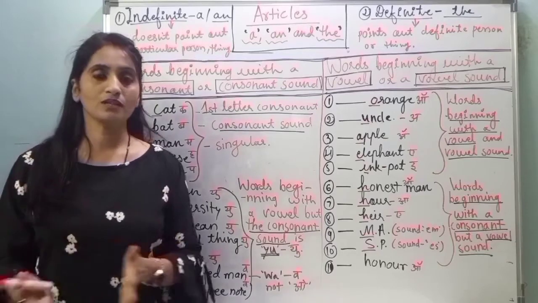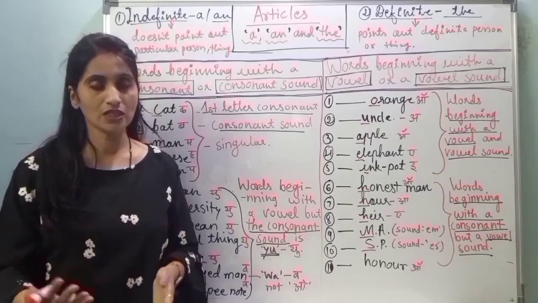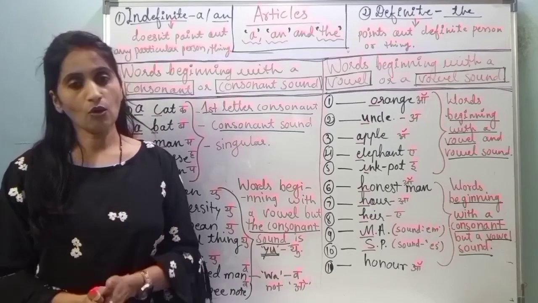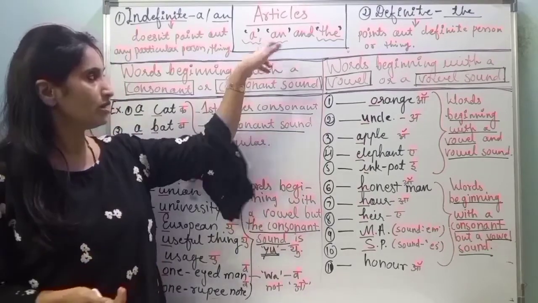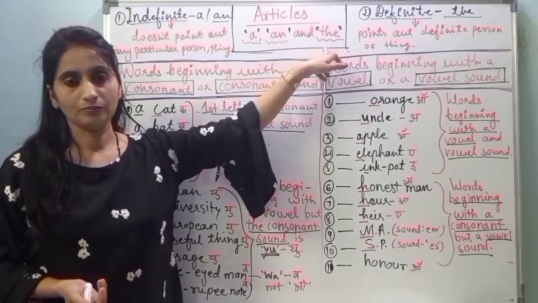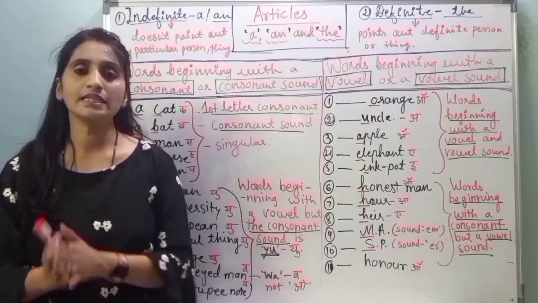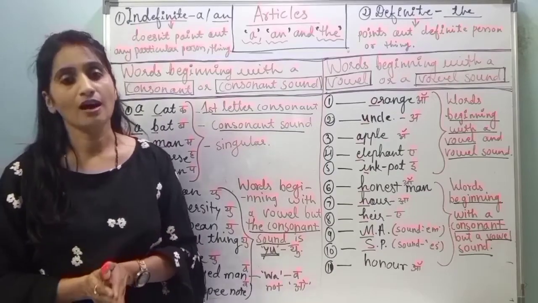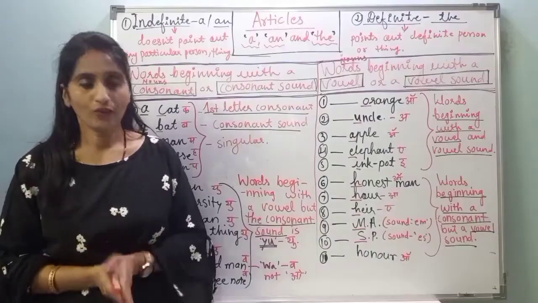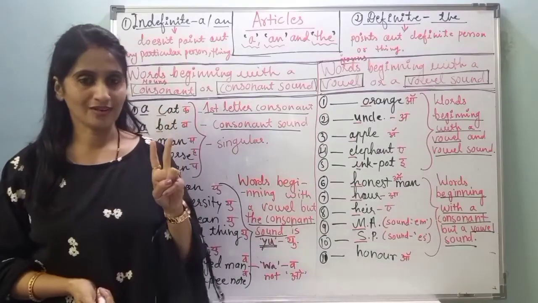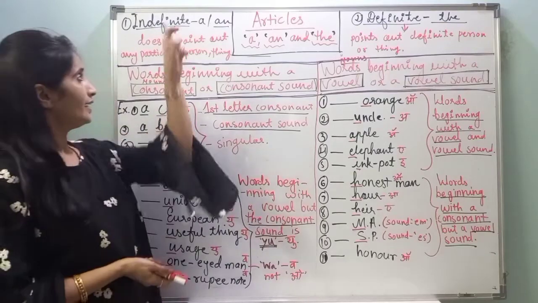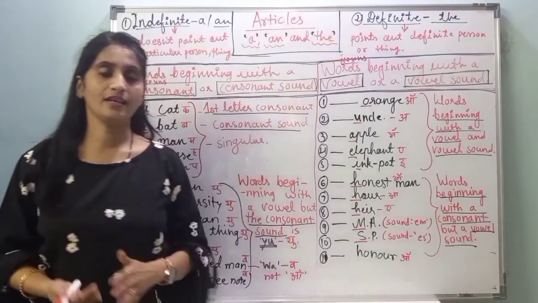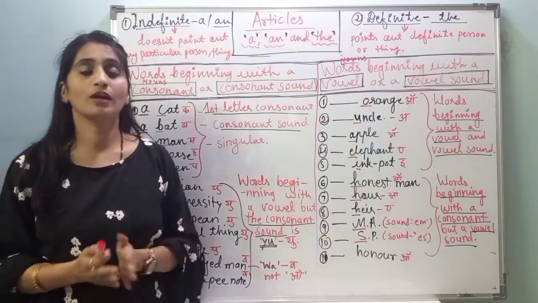You know that nouns are the words which name the persons, places, things or ideas. While talking, we make use of a, an or the. Actually, these are adjectives which are called articles. We have two types of articles, indefinite and definite. Now let us see these articles one by one.